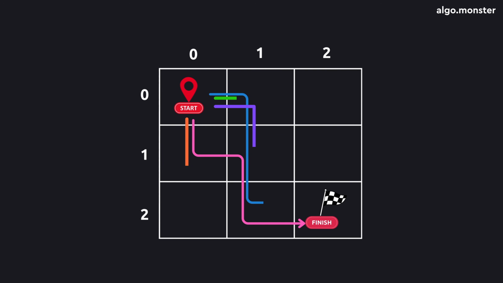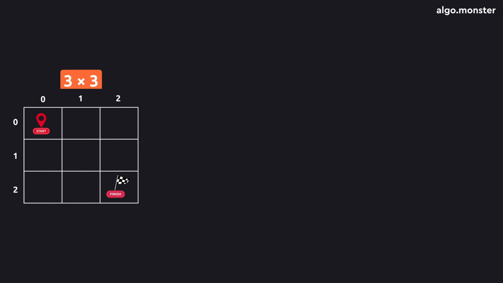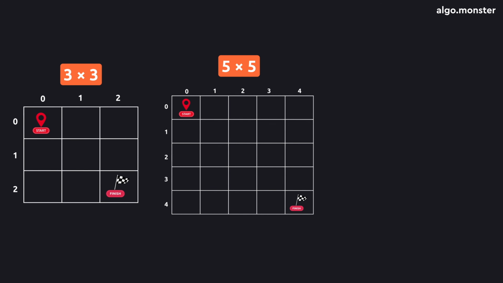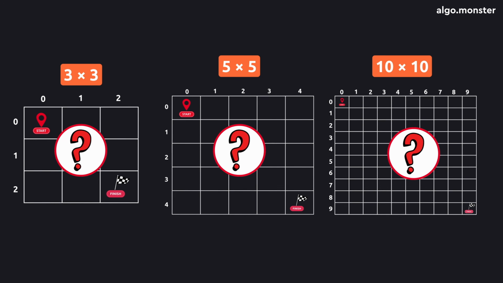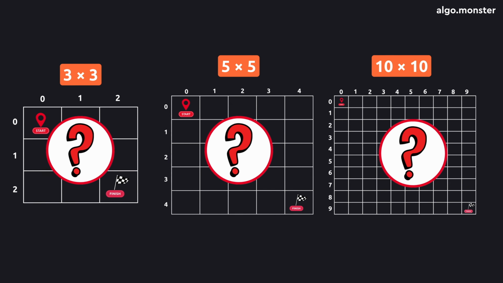But now comes the real question. How do we count this for any grid? For a 5x5 grid? Or for a 10x10 grid? Clearly, brute forcing all possibilities by hand isn't an option. We need a proper algorithm.